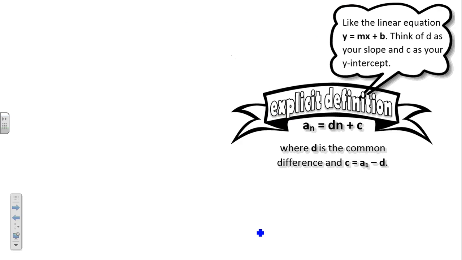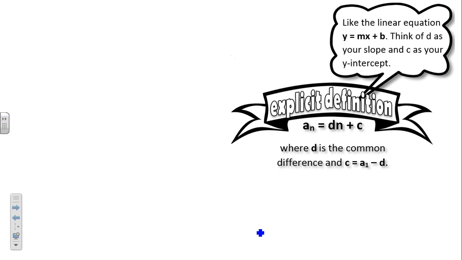All right, the next piece then is that we want to come up with an explicit definition for an arithmetic sequence. So yesterday we saw that it was a little tough to come up with these. The recursive ones were not so bad, but the explicit definition was a little bit more difficult. So let's think about what's happening here. First of all, they're going to say that if you want the nth term of any arithmetic sequence, you need to take d times n plus c, where d is the common difference and c is the first term minus the common difference.